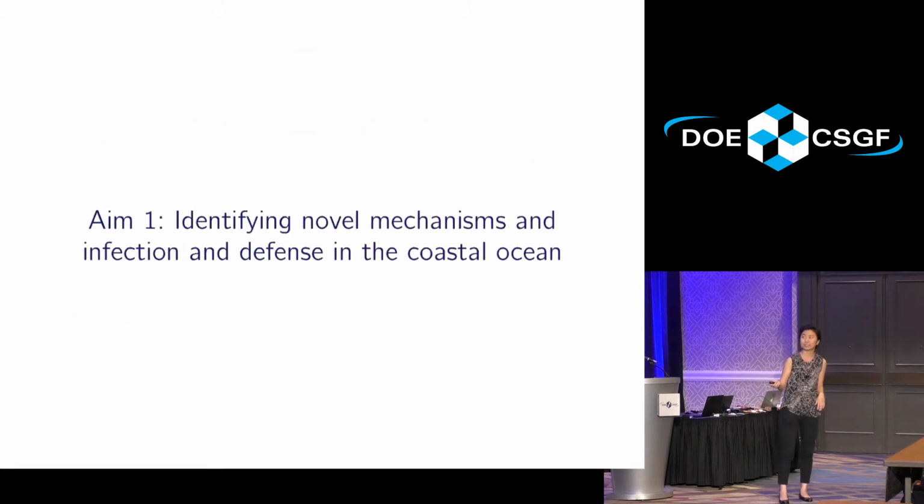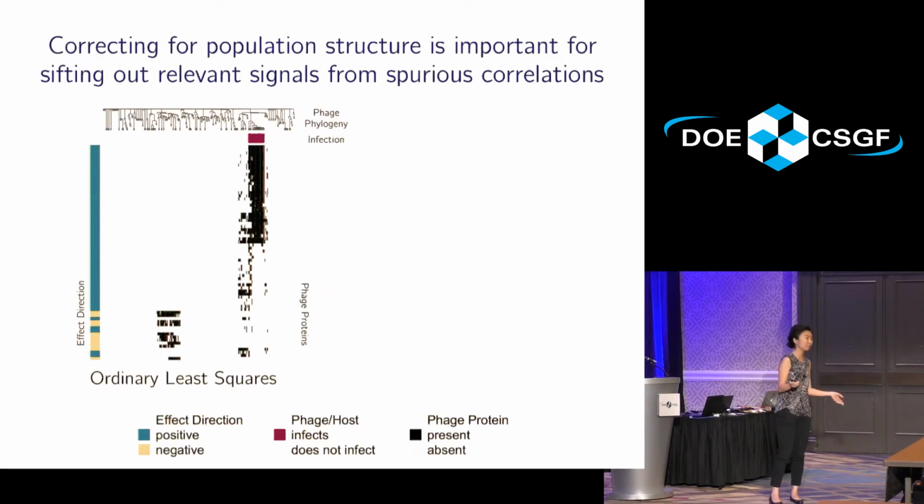Aim 1 is identifying novel mechanisms of infection and defense in the coastal oceans. So now we have all this sequencing data, what do we do with it? Because we can't just look at it. Some really simple techniques we can use are simple regressions to figure out what genes might be responsible for infection. For example, this is one phage that infects all these bacteria. We can try to regress all the bacterial genes against this phage infection profile to see what genes might matter.